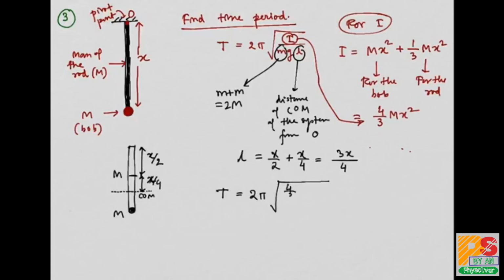So let me put all the values to find T equals 2π root over I, which is 4 by 3 mx square, mass is twice m, g is g, L is 3x by 4. So it would become 2π root over 8x by 9g. 8 into 2, 2 into 4, 8 will cancel out, 3 into 3, 9g. That's the answer to this question.